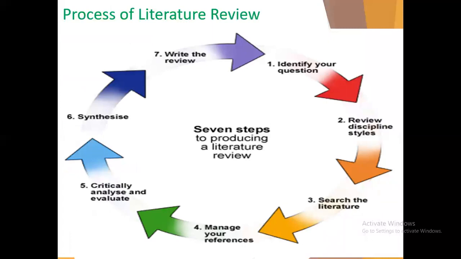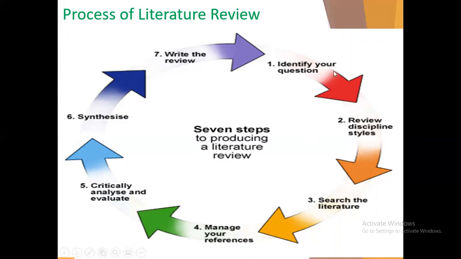Then, what is the basic procedure of literature review? Suppose you are able to download all the papers related to a particular area. Now, how will you proceed with the literature review? These are the basic 7 steps which people generally follow. First is identifying the question, meaning on which area you want to do the research. That always matters, the broad area of interest. Then next is reviewing discipline styles, meaning which particular things you want to download. These two are similar: identifying a question and reviewing discipline style.